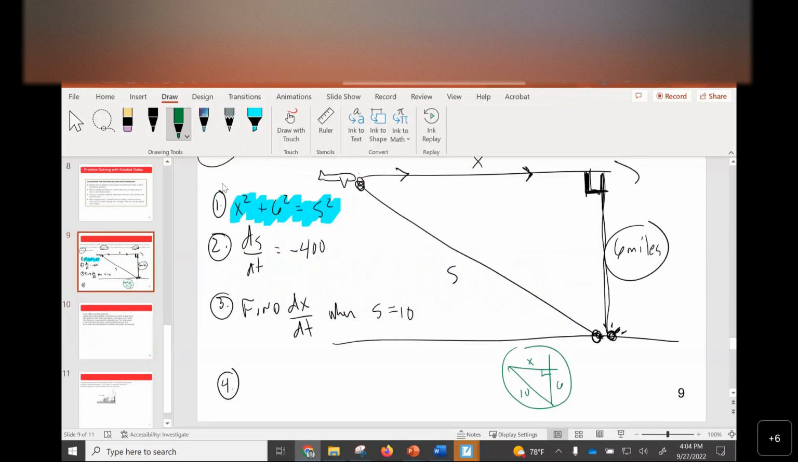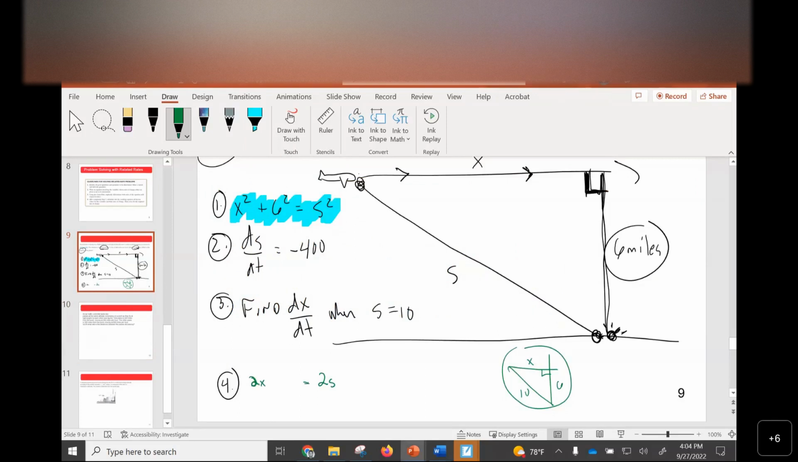Let's see, Gabby, can you take the derivative of this for me? What's the derivative of x squared plus 6 squared equals s squared? What I wrote was 2x plus 12 equals 2s.